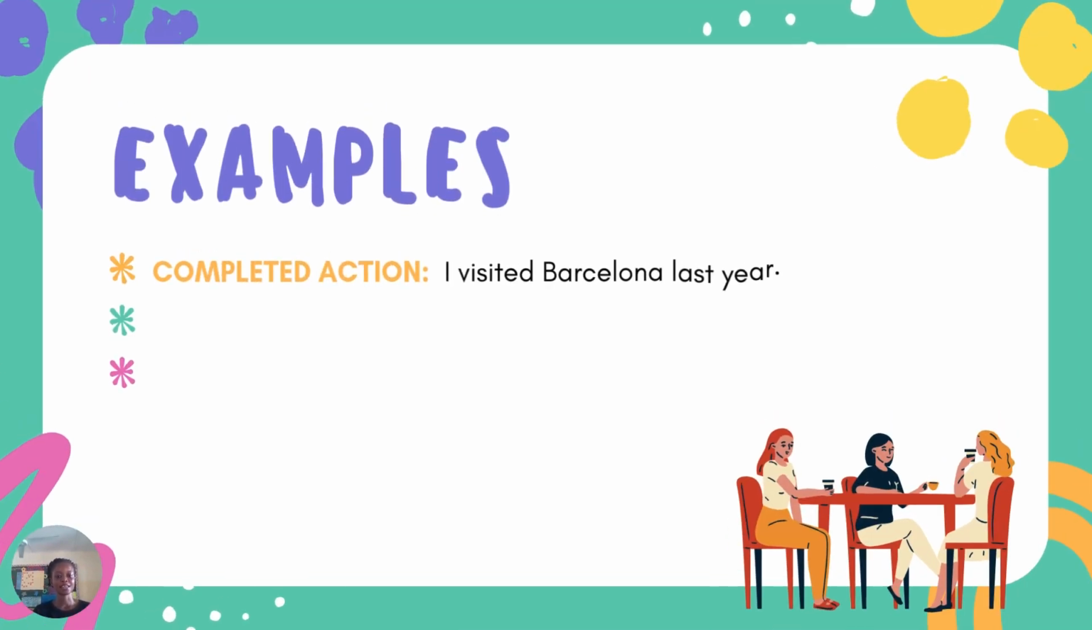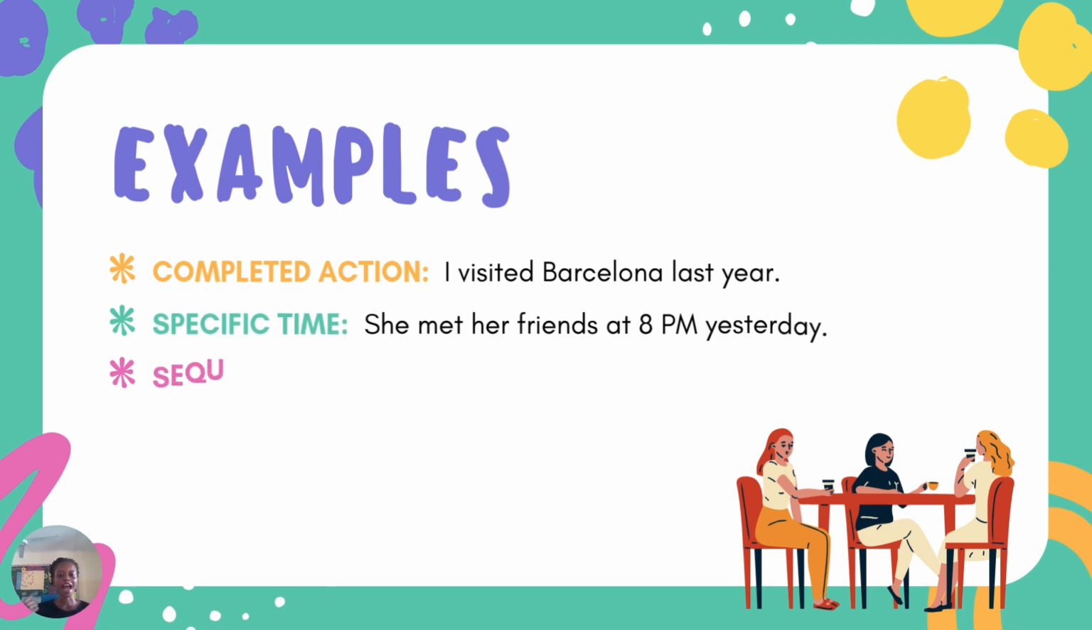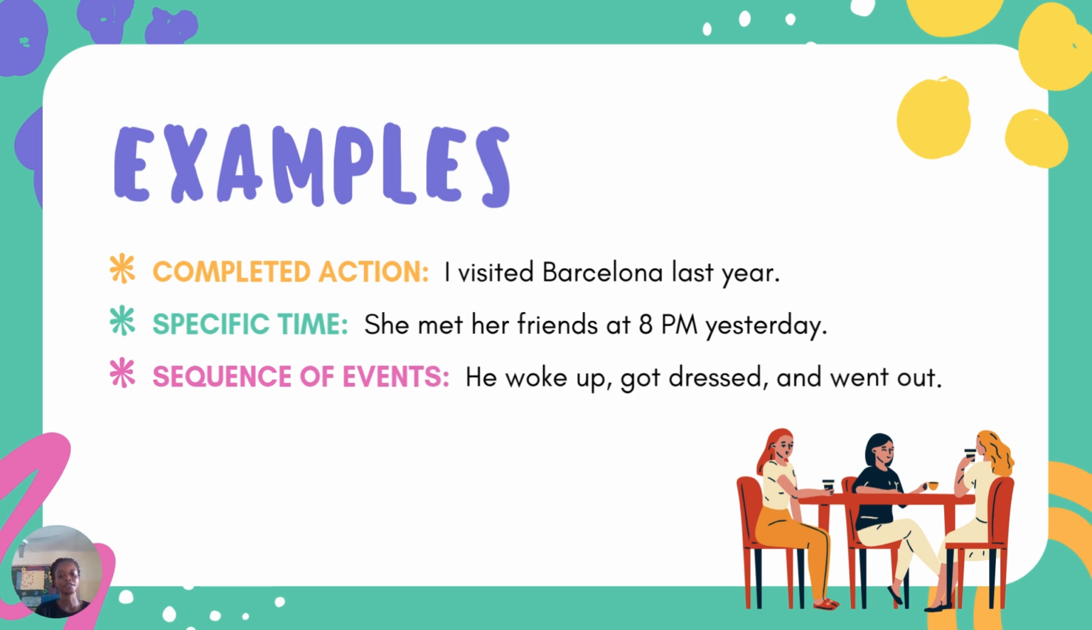Now, number one, an example of a completed action that we use past simple tense for: I visited Barcelona last year. Now, that is an example of an action that has been completed in the past. It's telling us that the person actually visited Barcelona the previous year.